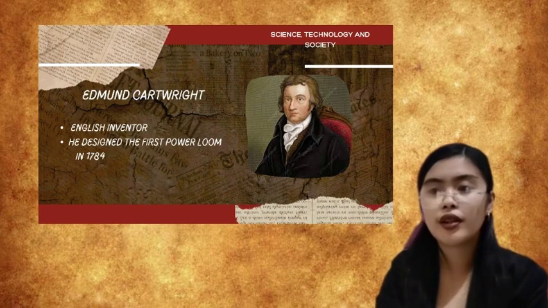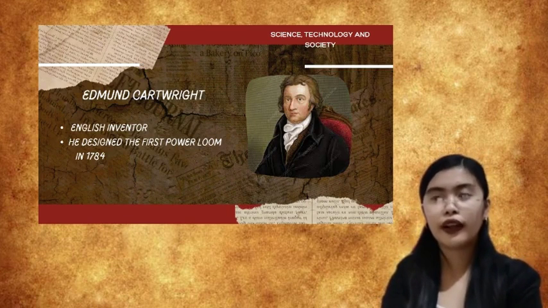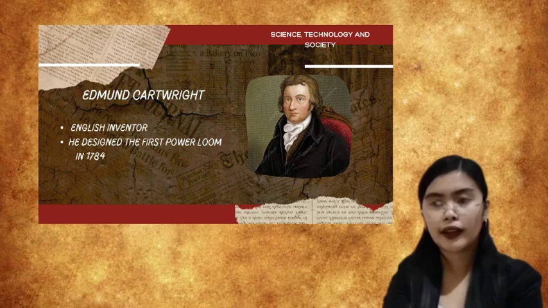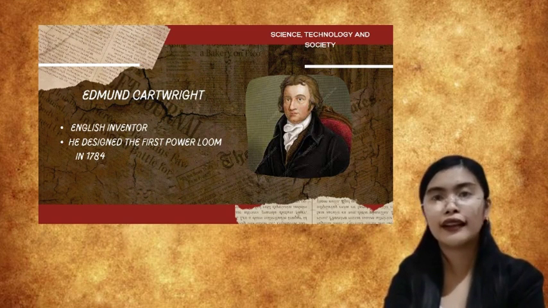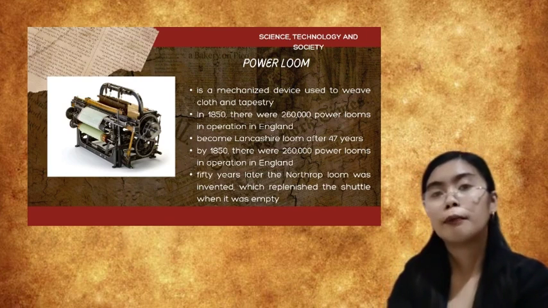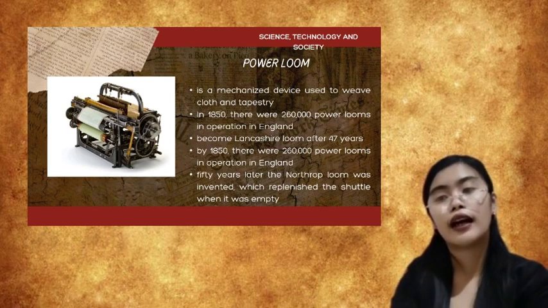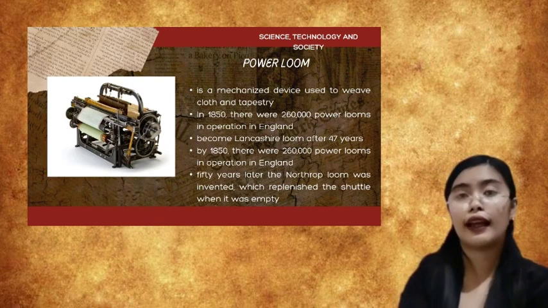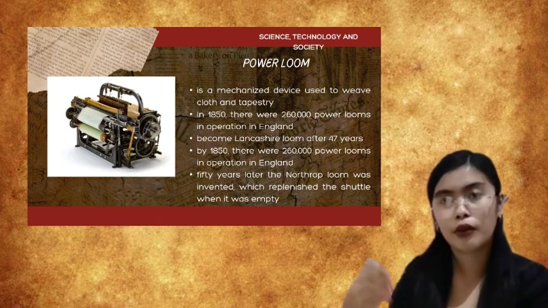The next inventor was Edmund Cartwright. He was born on April 24, 1743 and died on October 30, 1823. He was an English inventor of the first power loom, which had a profound impact on production in England and around the world during the Industrial Revolution. At ang power loom nga na ito ay isang mekanisadong aparato na ginagamit sa paghahabi ng tela at mga tapisarya na nasabi ko nga kanina.